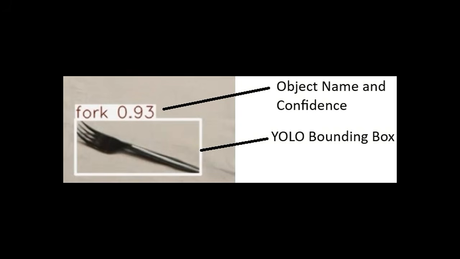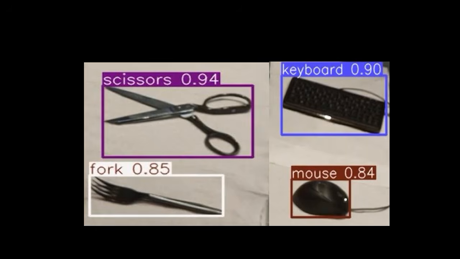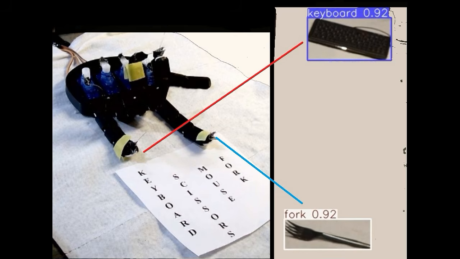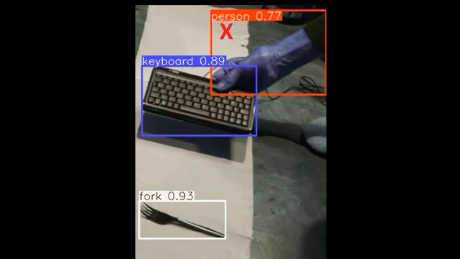Detected objects surrounded by a bounding box show the name and confidence level of the detection. YOLO has 80 pre-trained objects. I use 4 of them. My detected objects trigger corresponding fingers of the robot hand to point to their labels. Objects that I did not specify don't trigger actions on the robot hand.